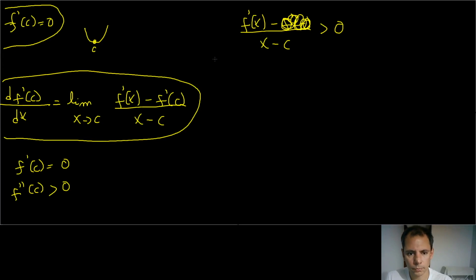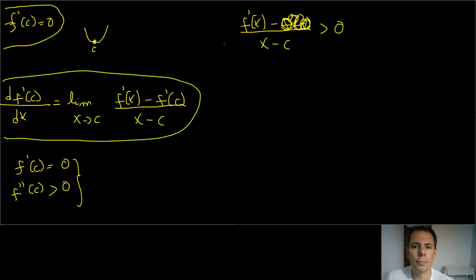Okay? Now let's just say that x is less than c. If x is less than c, x is over here, okay? Then x minus c is going to be a negative number. If it's a negative number, for this whole fraction to be positive, because it has to be greater than 0, okay? Then this thing here has to be negative. So over here, look at that. The tangent is negative here, and the tangent is positive here. So this proves this part here, okay?